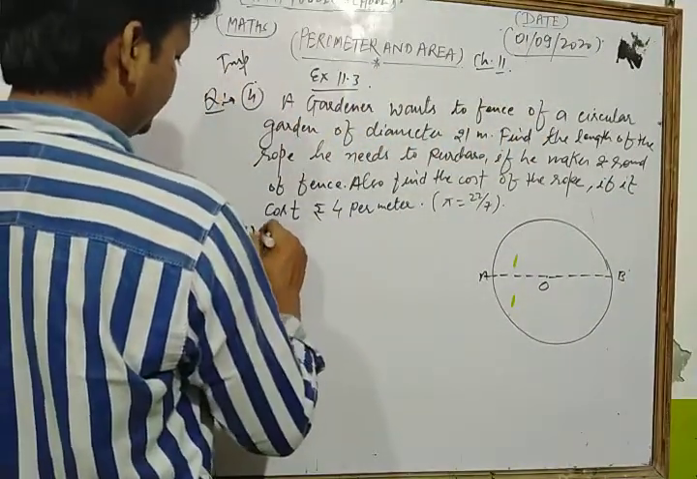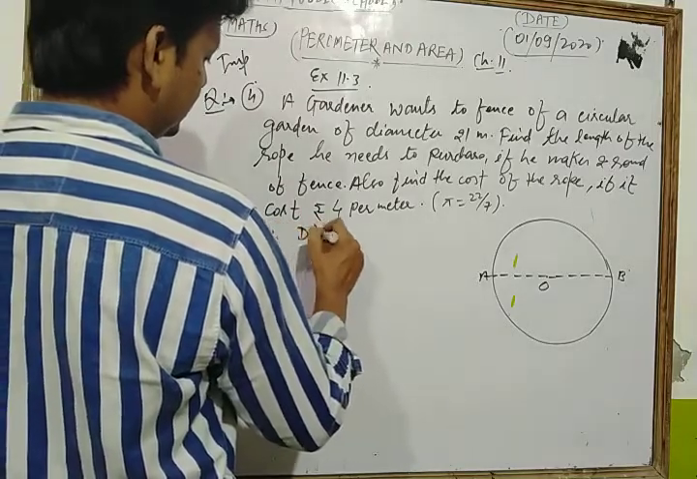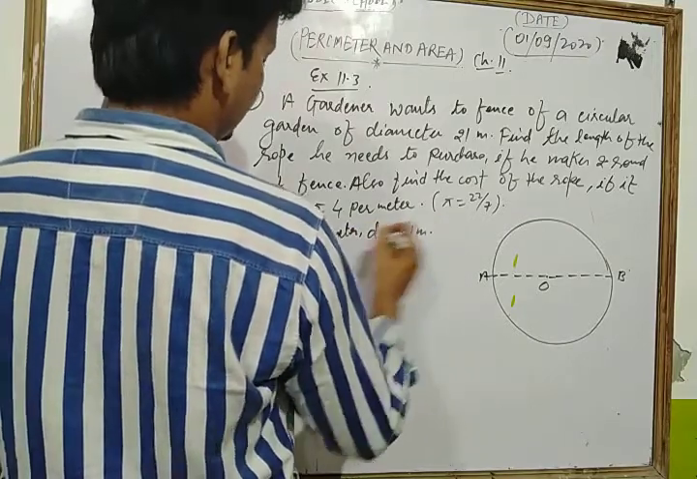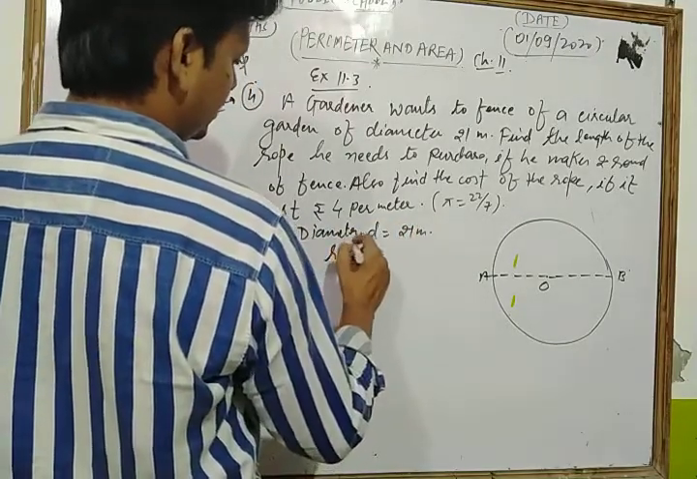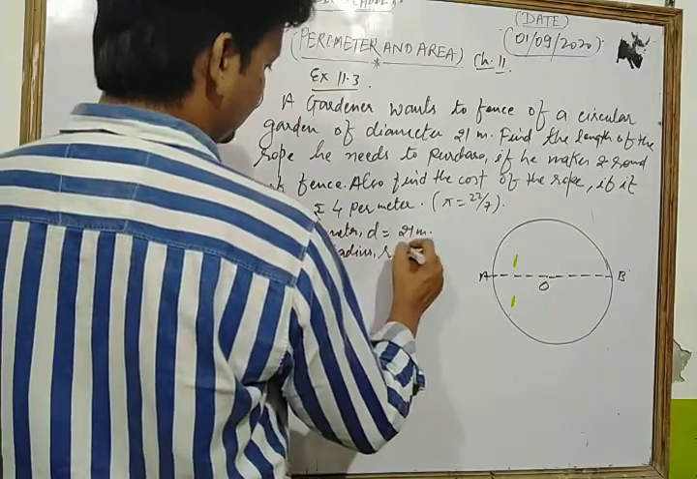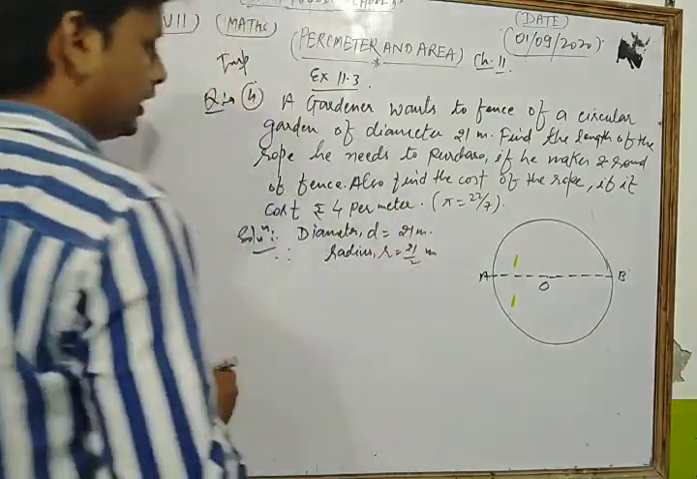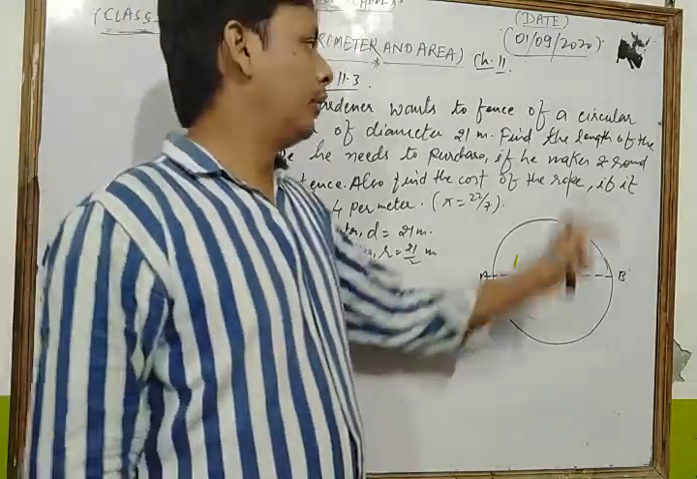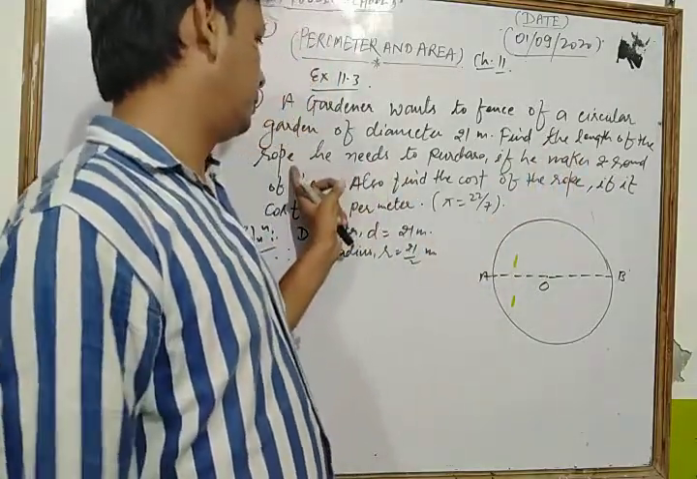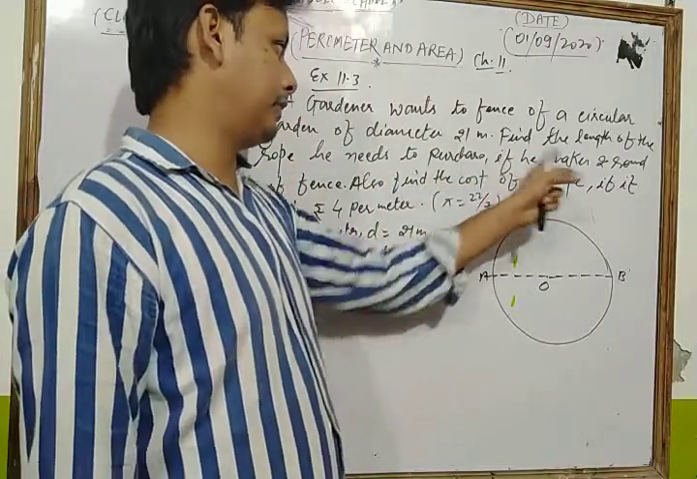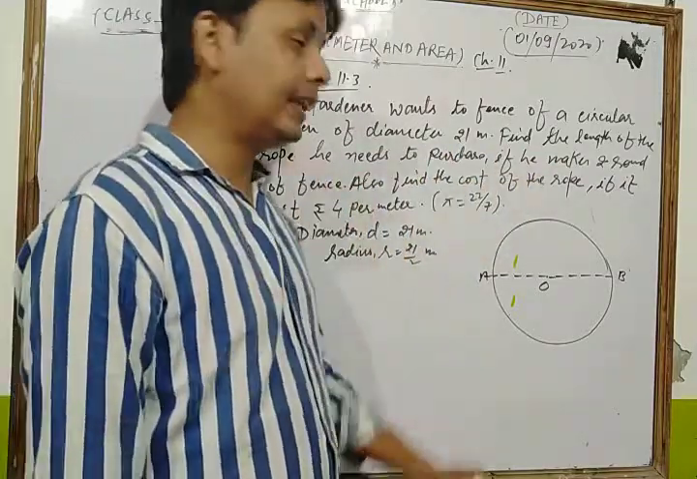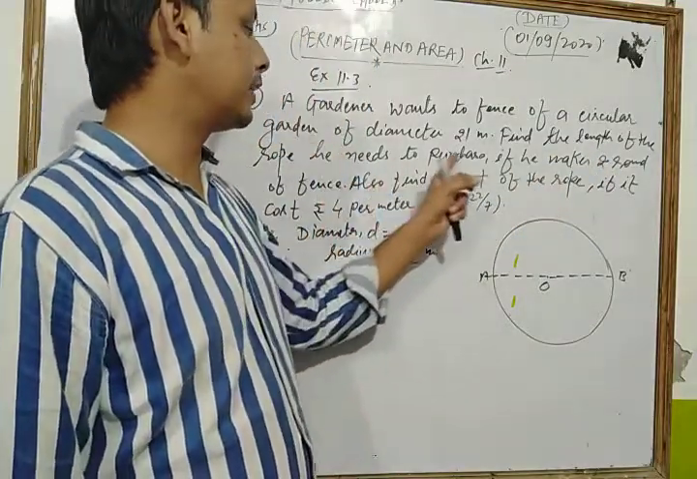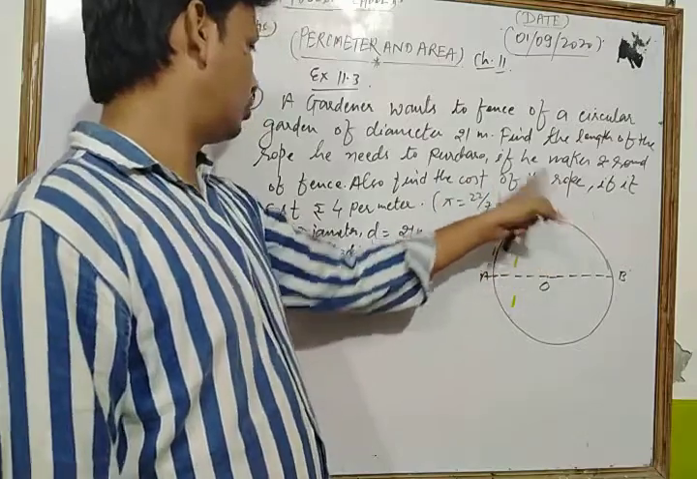First of all, you write given: diameter D is given as 21 meters. Since the radius R of this garden is 21/2 meters. Okay, it is clear. Now what do we find here, students? We find the length of the rope he needs to purchase if he makes 2 rounds of fence.